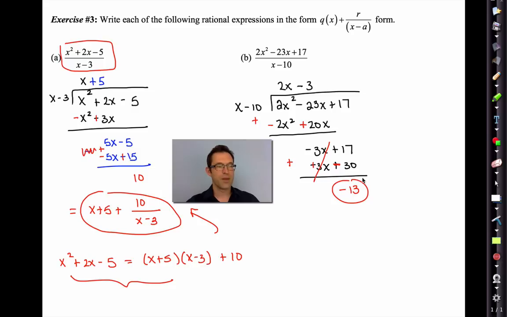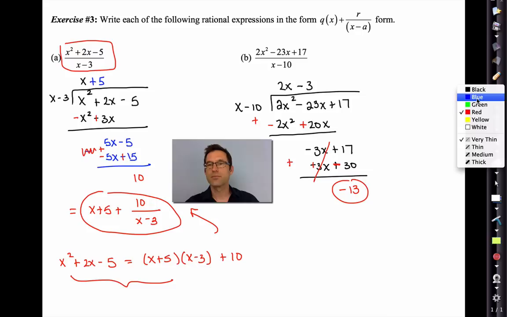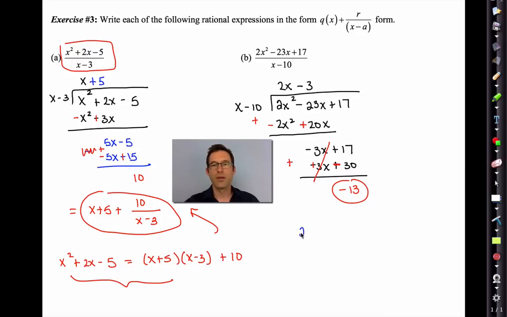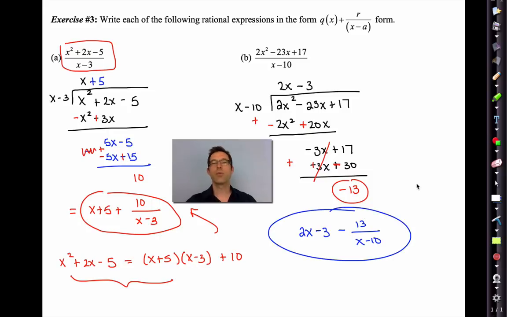All right, so my final answer is going to be 2x minus 3 minus 13 divided by x minus 10. Quotient remainder form. It's also completely okay to say plus negative 13 divided by x minus 10. Either way, doesn't really matter. This maybe is even more appropriate because then you can really see that your remainder is negative 13. All right, pause the video now and write down anything you need to.